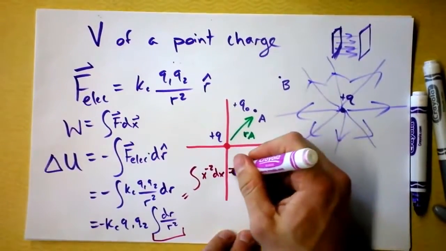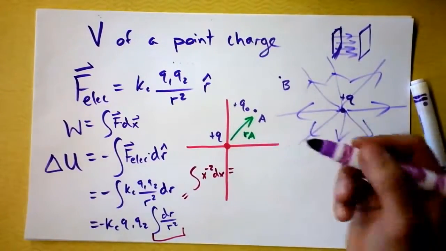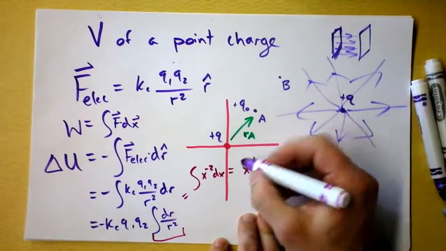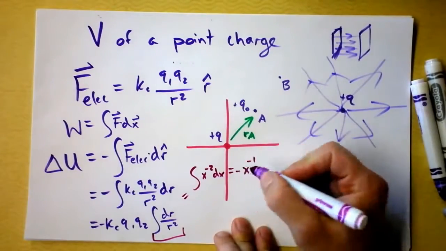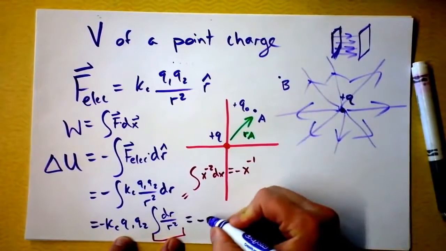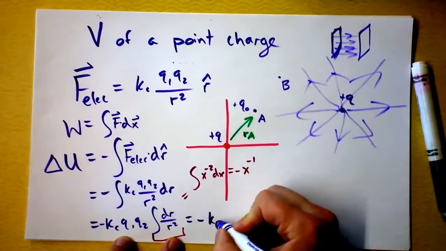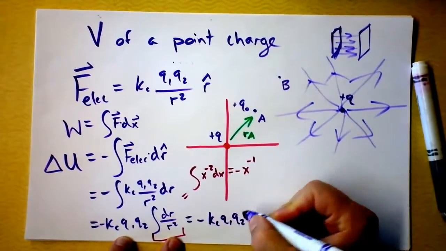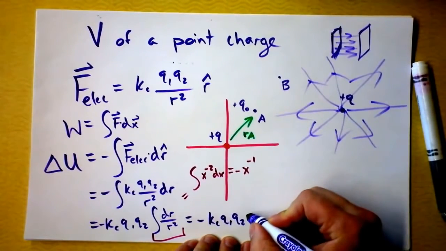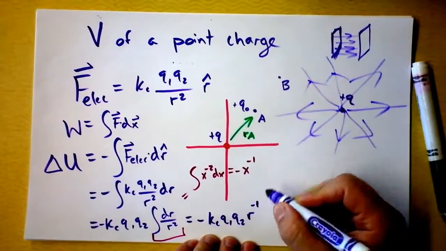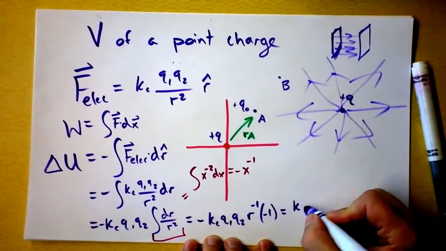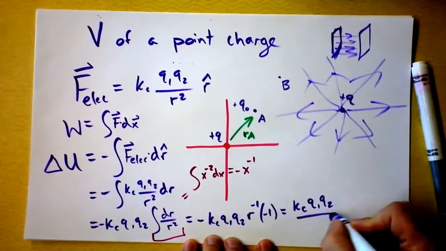So we can evaluate that. You remember what x to the negative 2 integrates to. If you're integrating, you raise the power, so this is x to the negative 1, and then you divide by the new power, and we'll just put a minus sign in front of it. So if I do all this integration, I should get negative Kc times Q1 times Q2, and then I've got this other thing here, R to the -1, and then I also have to multiply by -1. So let's clean all of this up, and I'll get positive Kc times Q1 times Q2 over R.